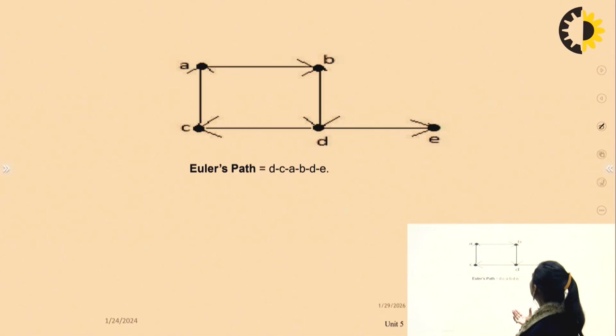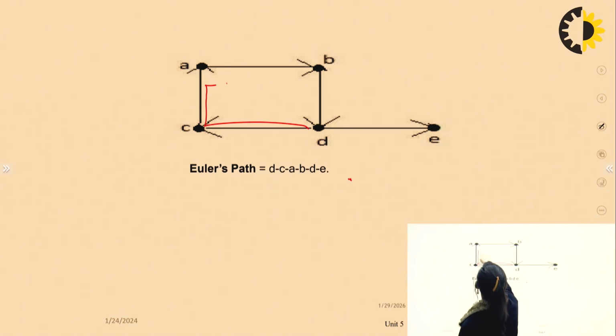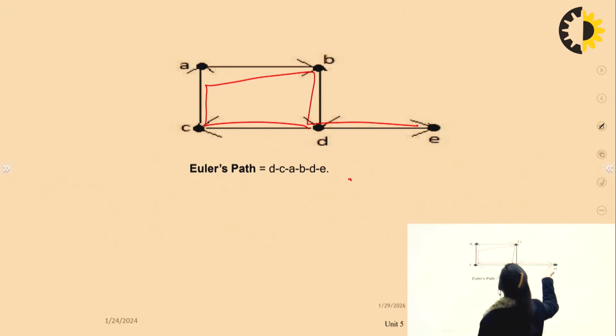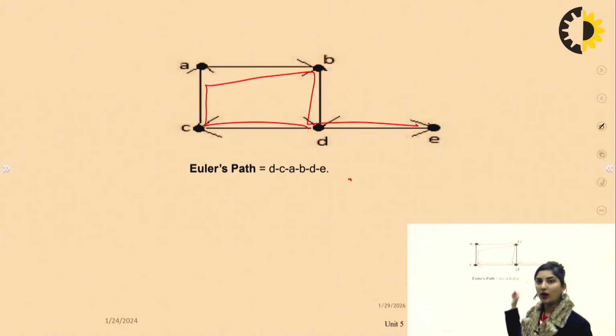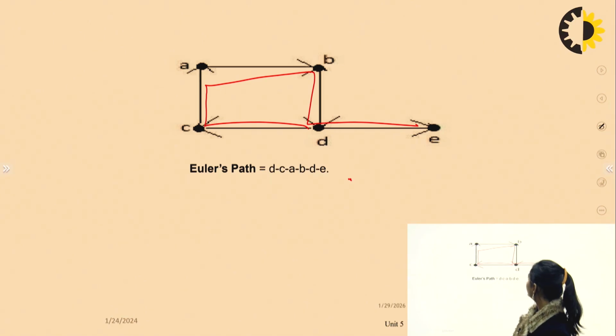So, if you see the Euler path here, if we have to traverse this entire graph all at once without traversing any edge more than once, then how do we start? As written here: D, C, A, B, D, E. This way we are able to traverse this entire graph once. So Euler means once. You have to traverse all the edges only once, but vertices can be visited more than once. So, that is a Euler path for this.